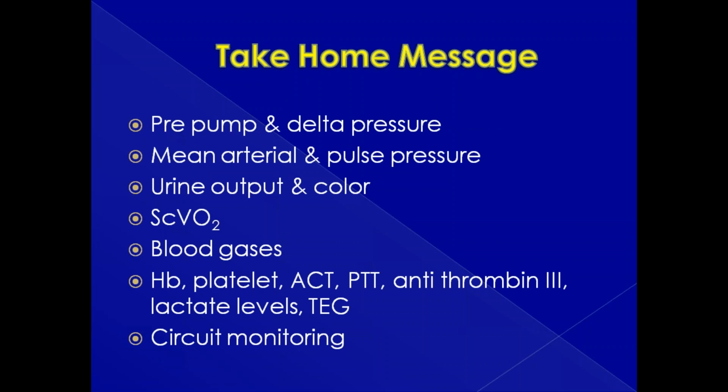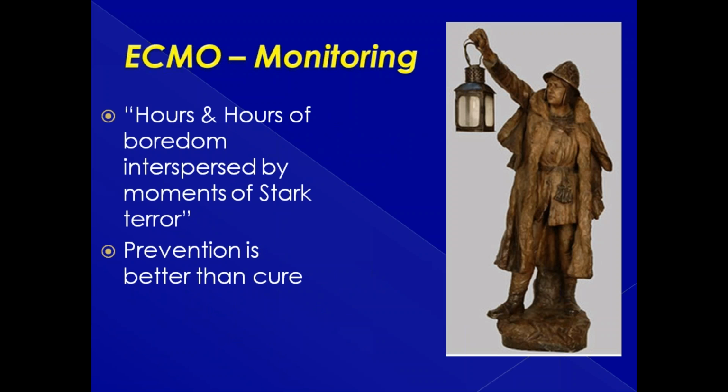Recirculation, we talked about it. So the take home message is pre-pump and delta pressure are important. They might indicate the coagulation status and the clots within the circuit. Mean arterial pulse pressure are important. Urine output and color. Venous blood gases. Some of the usual bloods we would like to have, and the circuit monitoring are important.